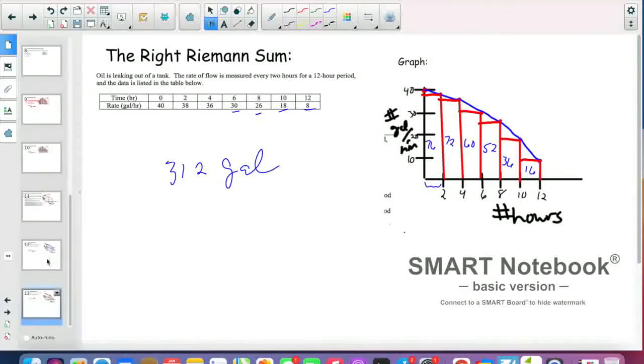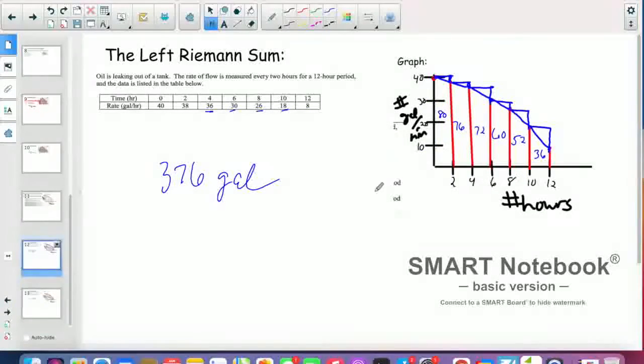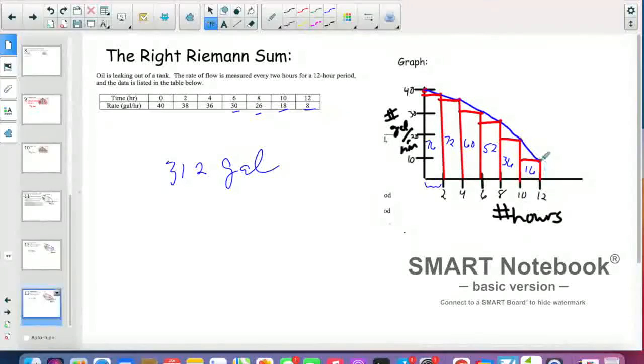Now, if you compare those two answers, if we look at this one, we notice here that our rectangles are above where that curve is. So we're going to have an overestimate for this one. So 376 gallons is a little bit over what the actual number of gallons is. If we look at this one, notice where we drew the rectangles here, these are all underneath the curve, so this would be an underestimate for the area under the curve.